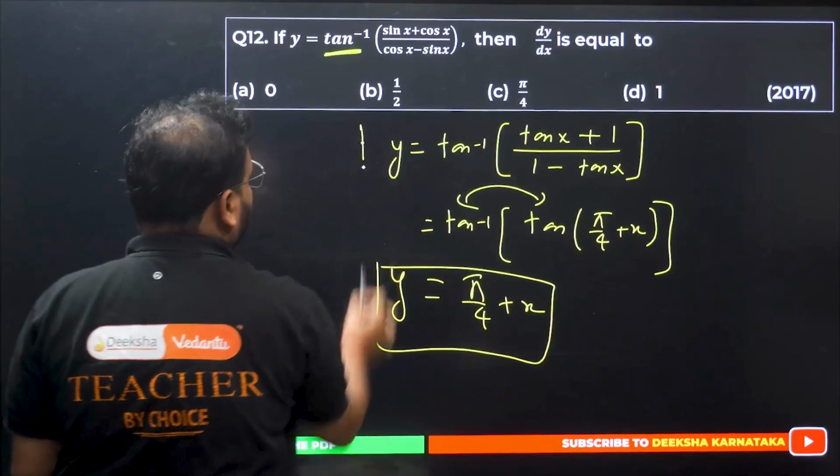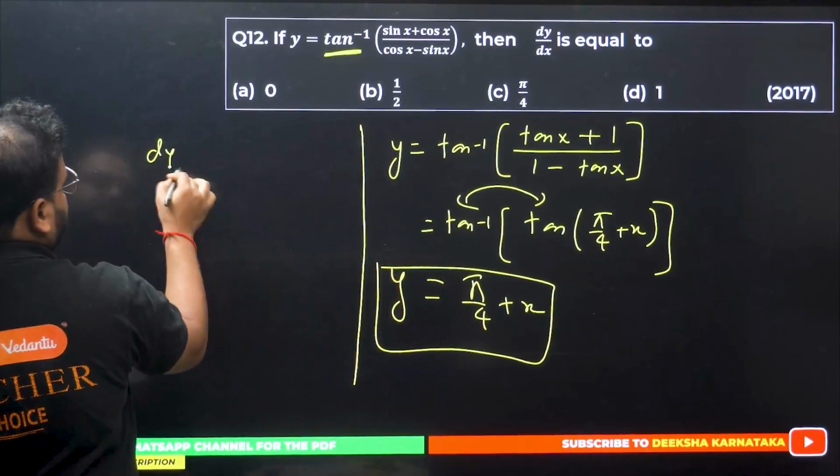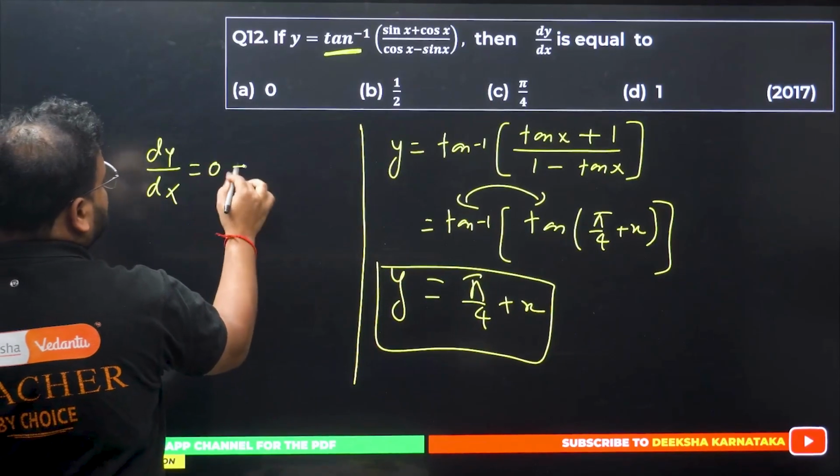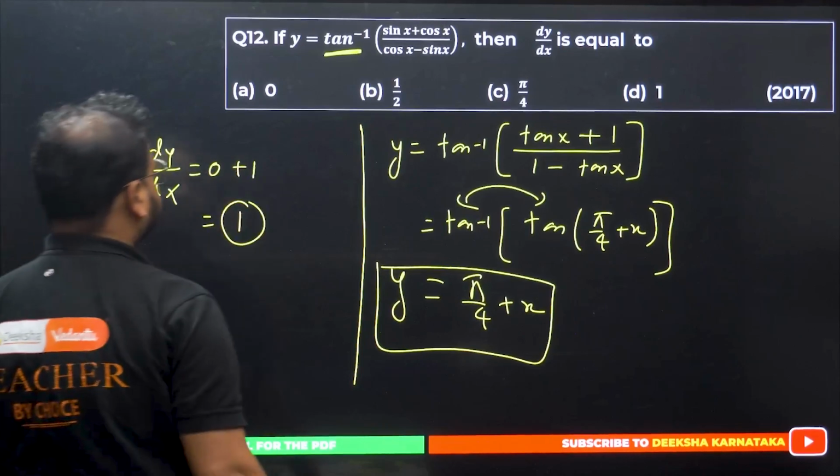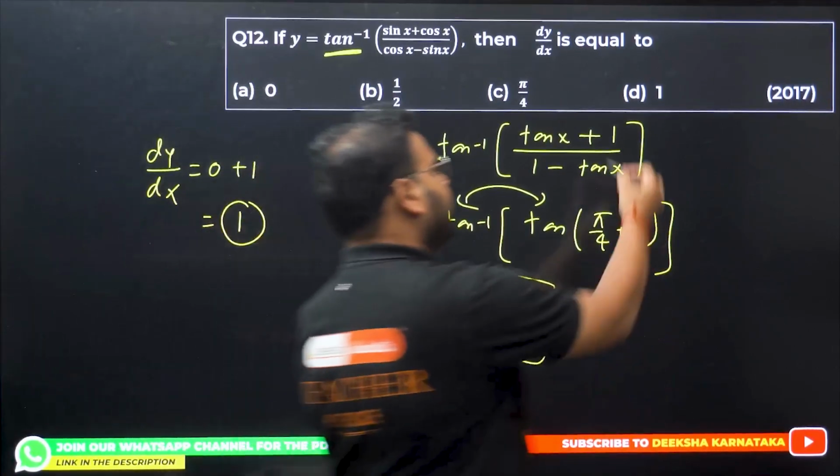You're looking for the derivative. So 0 plus 1. Answer is what? 1. Option D, which is 1.